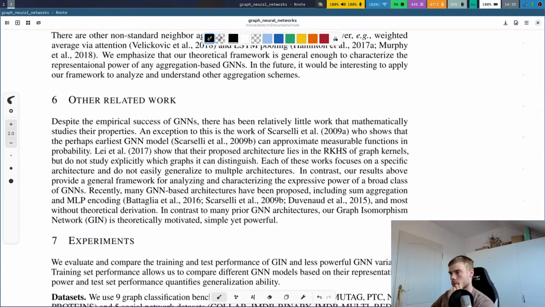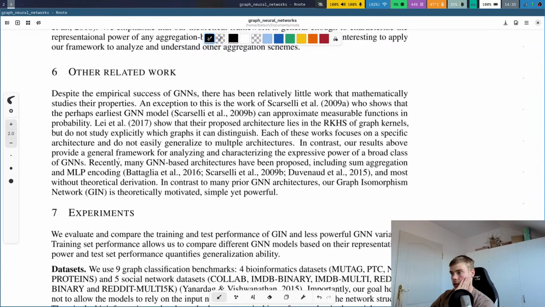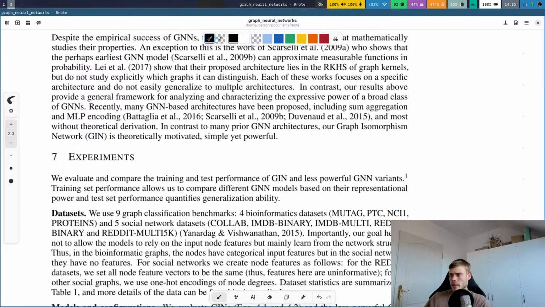Other related work. Despite the empirical success of GNNs, there has been relatively little work that mathematically studies their properties. An exception to this is the work of Scarselli et al., who show that the perhaps earliest GNN model can approximate measurable functions in probability. Li et al. show that their proposed architecture lies in the RKHS of graph kernels, but do not study explicitly which graphs you can distinguish. Each of these works focuses on a specific architecture and does not easily generalize to multiple architectures.